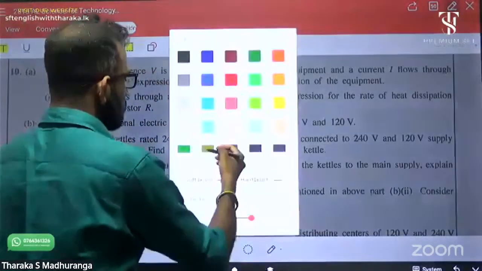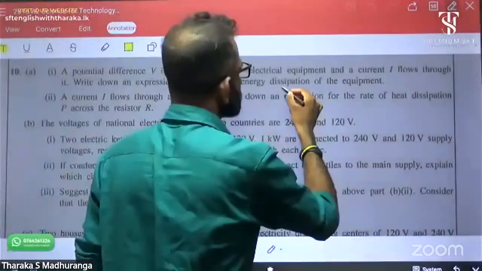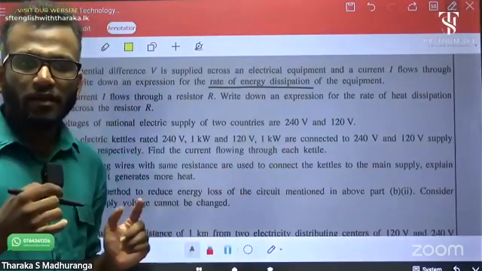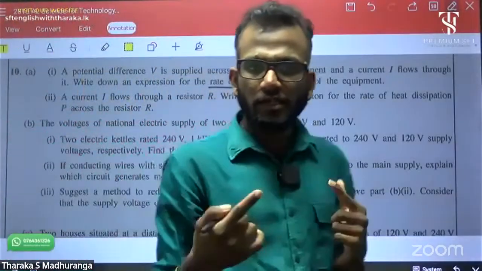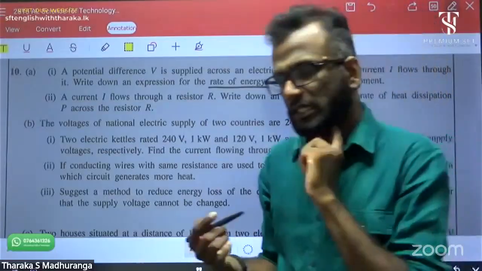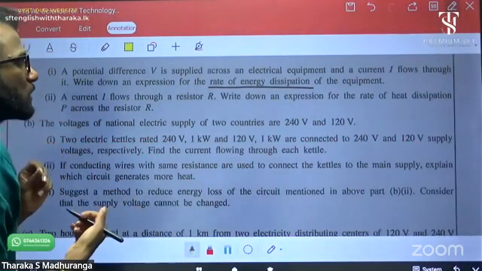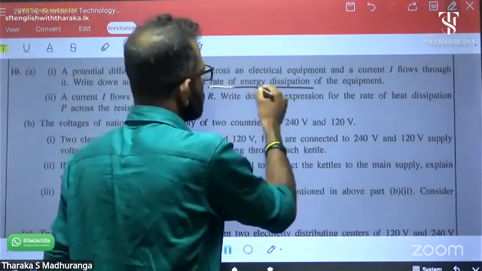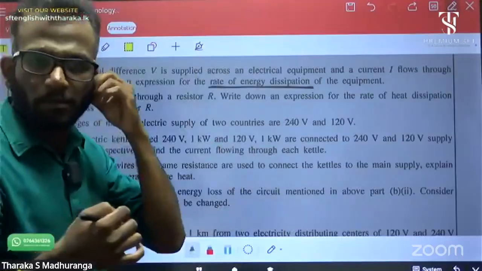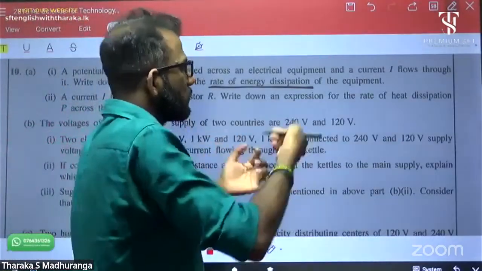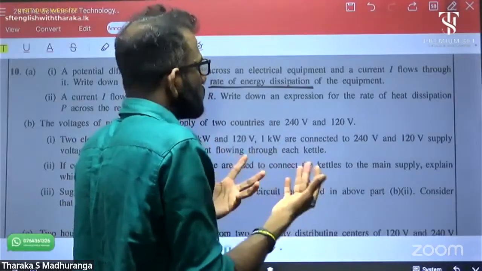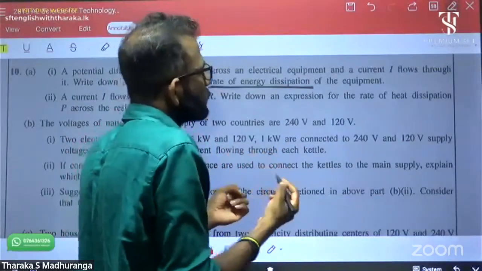Another name? Anyone? Kabir? Another name for rate of energy dissipation? Power. Very good. The power. The rate of energy consumption. That's power. Okay, power, what is the equation?